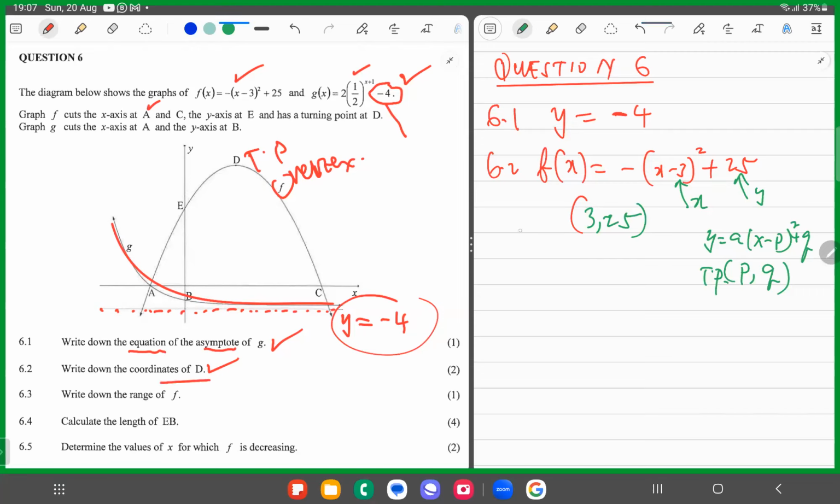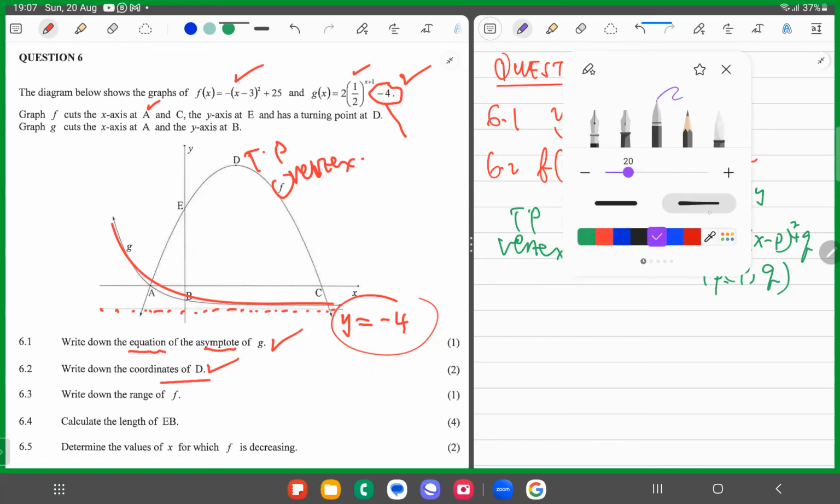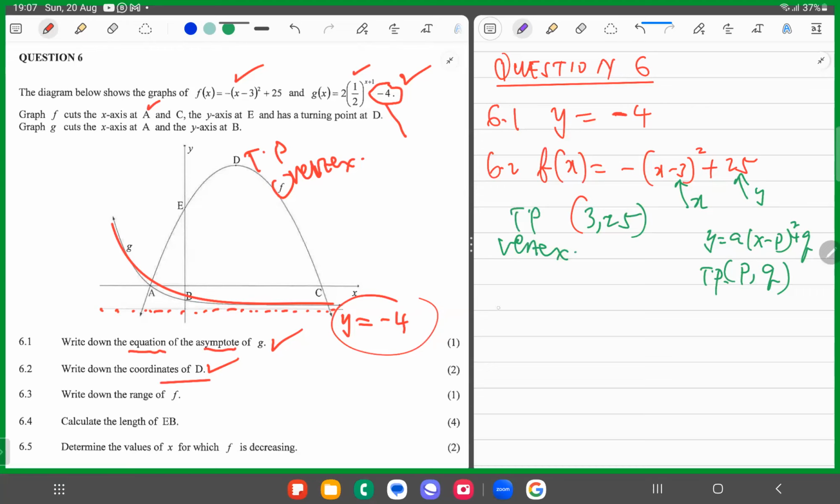So this is the turning point. It is also called the vertex of the parabola function. Next question. Right, we're looking at 6.3 now. Write down the range of f.